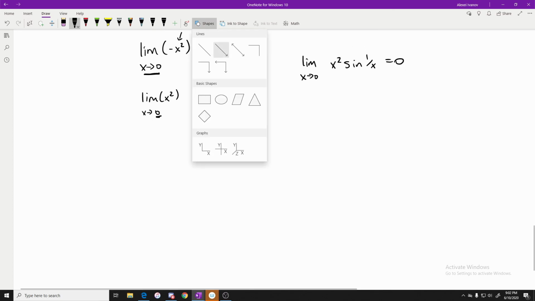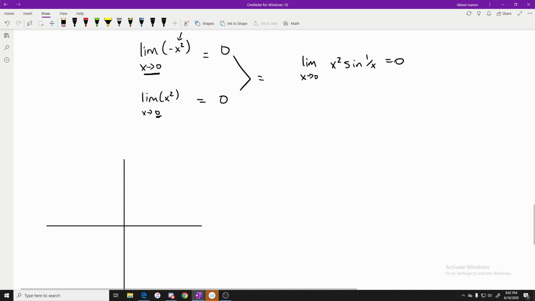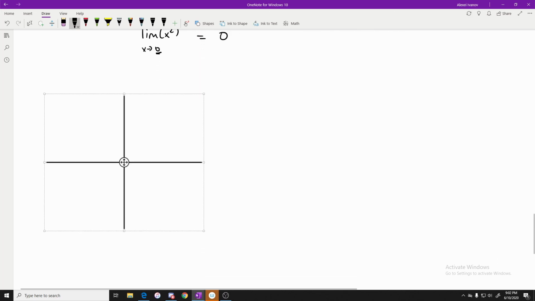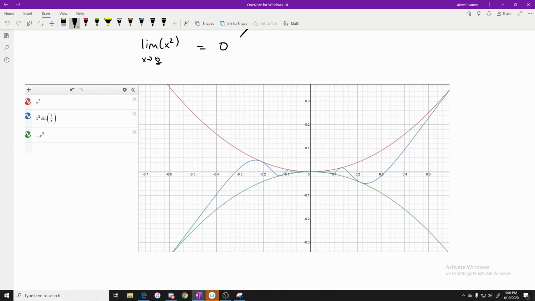So I'm going to show you a graphical representation of what we just did and what the squeeze theorem is. I decided to use a graphing calculator for this because x squared times sine of 1 over x is a little complicated for me to draw. Essentially we can see over here that the blue function is x squared times sine of 1 over x. The red is x squared and the green is minus x squared. And you can see this blue function is getting sandwiched in between this upper red function, x squared, and this lower green function, minus x squared.